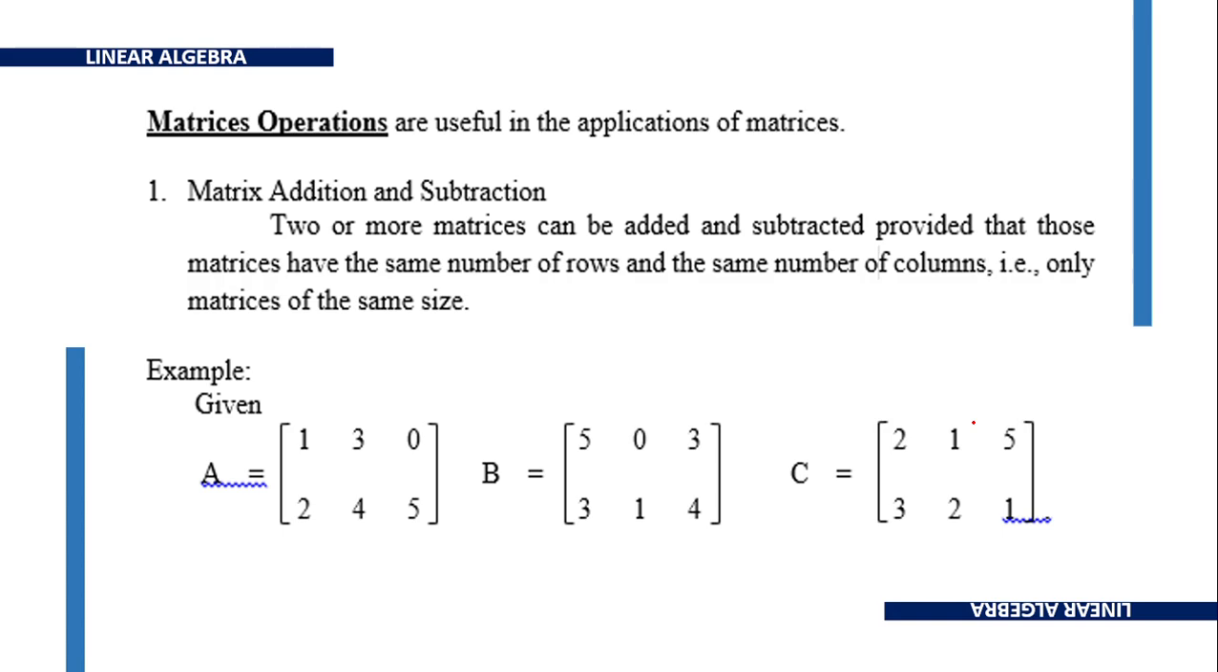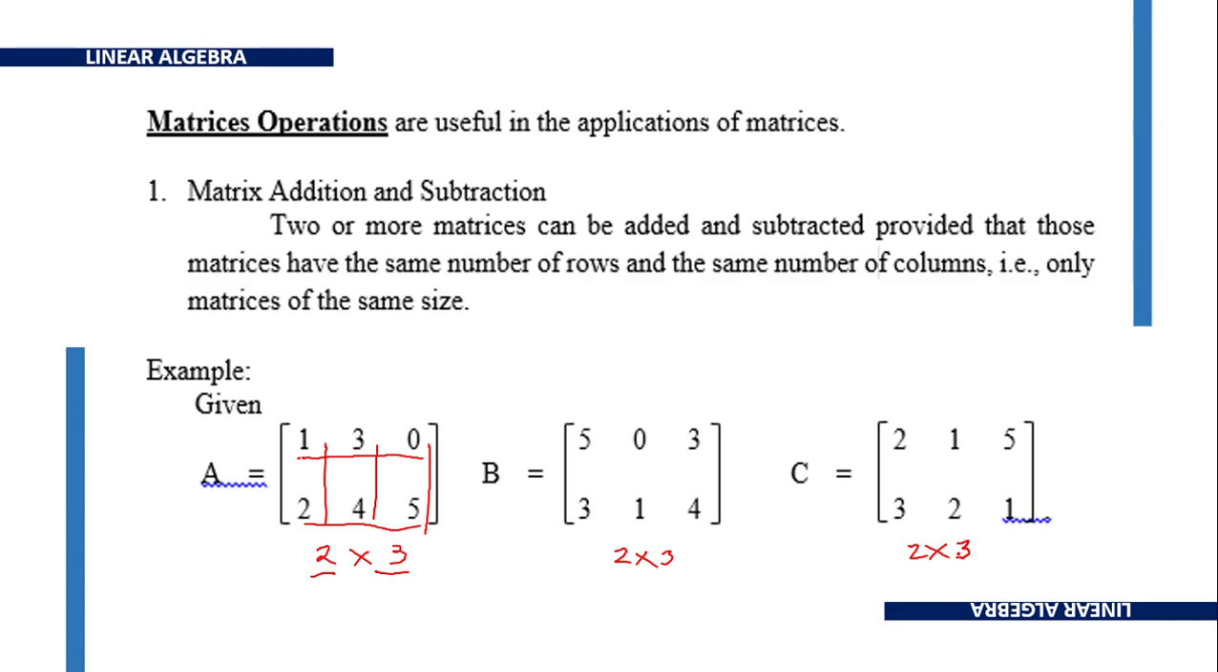Una natin binabasa is the row and column. So, for this given, we have example matrix A. Anong size nito? Okay, ang pagbasa class is 1, 2, then 1, 2, 3. So, 2 by 3 siya since it has 2 rows and 3 columns. Also for this matrix B and C, 2 by 3 din sila. Okay?